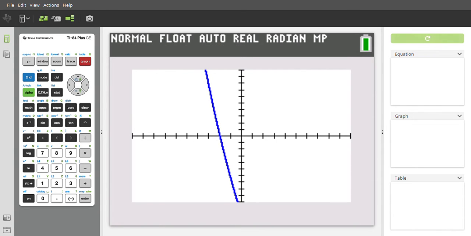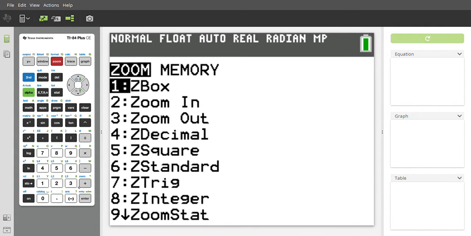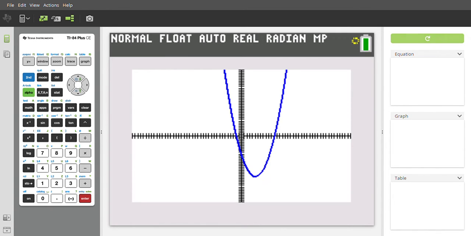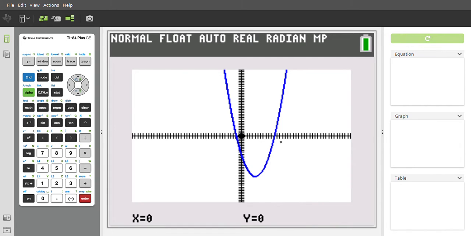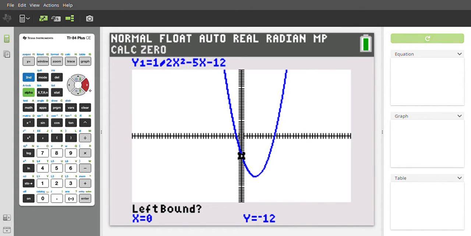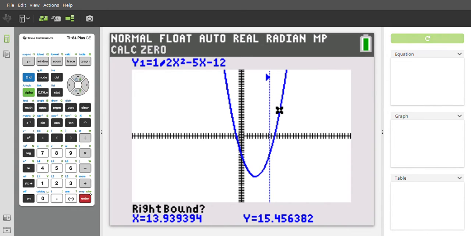Now, because I can't see the whole graph, I'm going to fly the plane a little higher off the ground, and by that I mean I'm going to zoom out. Enter. And I can see now that my other root is over here. So I'm going to find it. Second, calc 2. I'm going to move to the left side of this root that I haven't found yet. Now I'm going to move to the right side. I'm going to back up and make a guess. And I see that I have a 0 at 12.